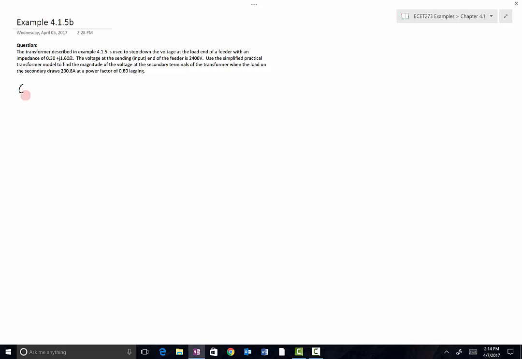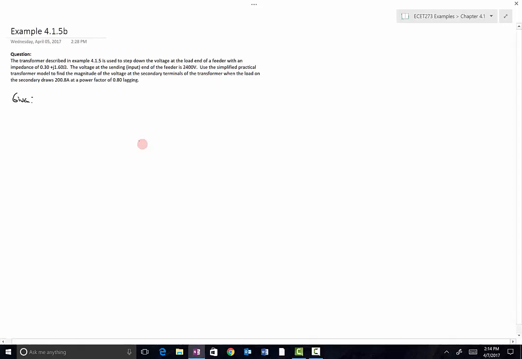So I'm going to summarize the givens by drawing a circuit diagram. The first thing we know is that we've got this step-down transformer from the previous example, but we're going to use the simplified practical transformer model. And so we're going to ignore any shunt elements. So that gives us this transformer right here.